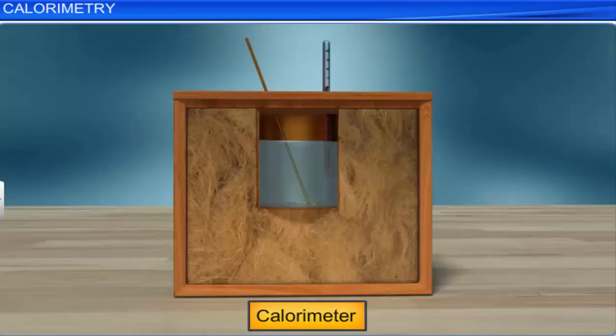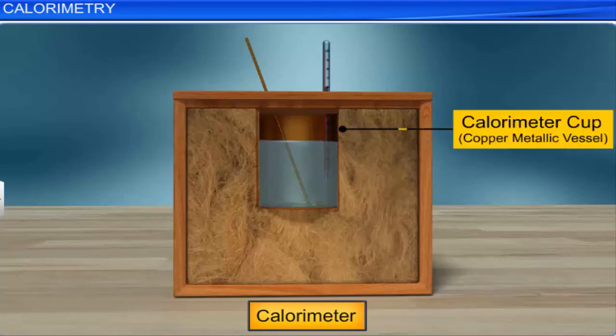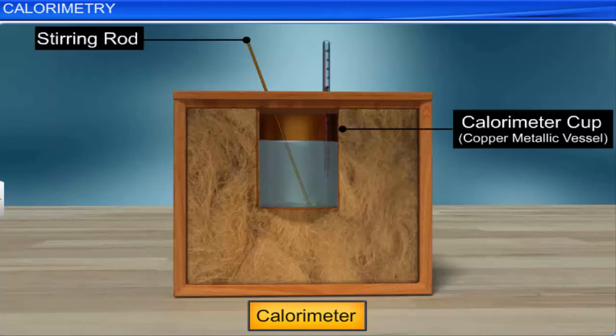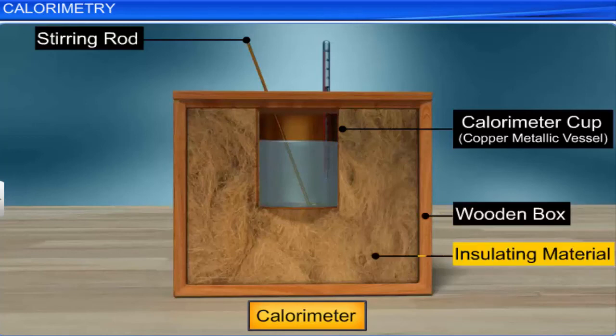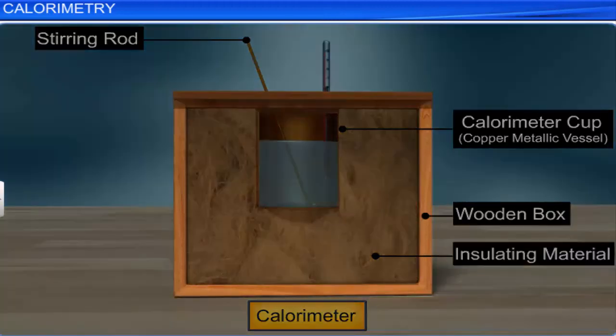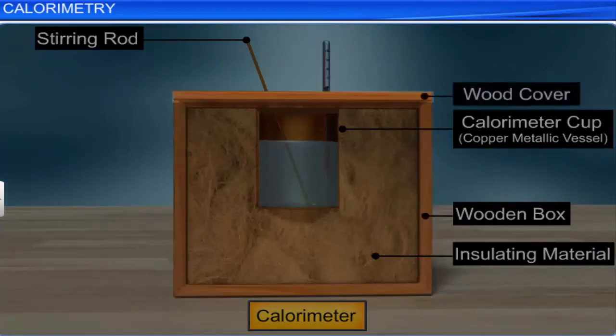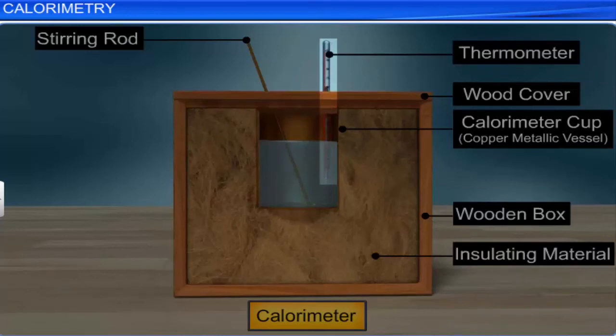In calorimetry experiments, a device known as a calorimeter is usually used to make heat measurements. A calorimeter consists of a small metallic vessel with a stirrer, and usually both are made of copper. The vessel is placed in a wooden box with insulating material surrounding the copper vessel in the box. This wooden box acts as a heat shield and reduces heat loss. There is a wooden lid on the top of the box, where there is a provision to place a thermometer and also to pass the stirrer through.